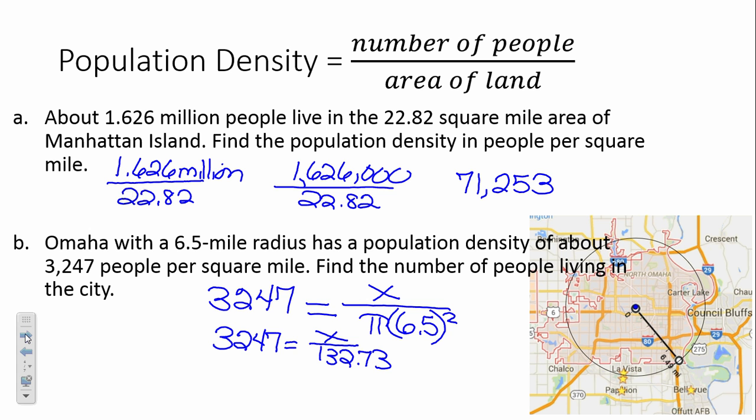So if x is being divided by 132.73, what do we do to clear that dividing? Multiply. Okay. So we multiply, and we take our 132.73, which is already in our calculator, and we multiply it by 3,247. So x is going to be equal to 430,982. Put your commas in, and how many people is that? Okay, so roughly 431,000 people.